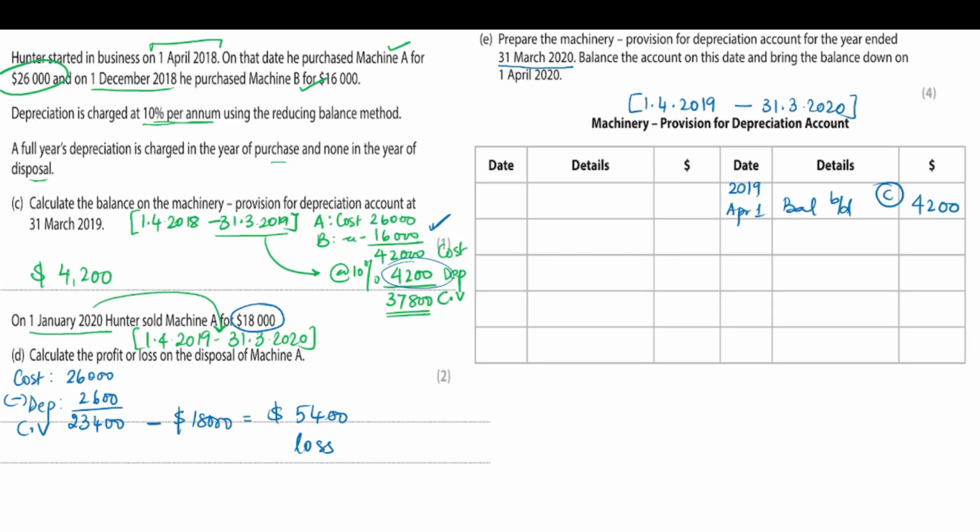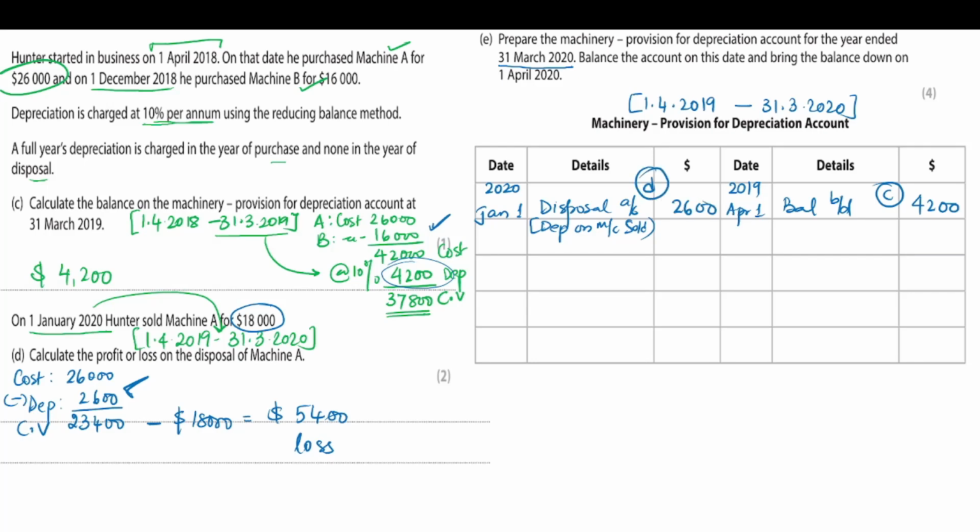And then we will calculate the machine which was sold. The format goes balance brought down. Then here the date of sale, we will write here disposal account on the date of sale. So it was 2020 January 1. And disposal means it is the depreciation for the machine. So this is always depreciation on machine sold. So what was the depreciation? 2,600, which we have calculated in D. So 2,600, this you would take from D.